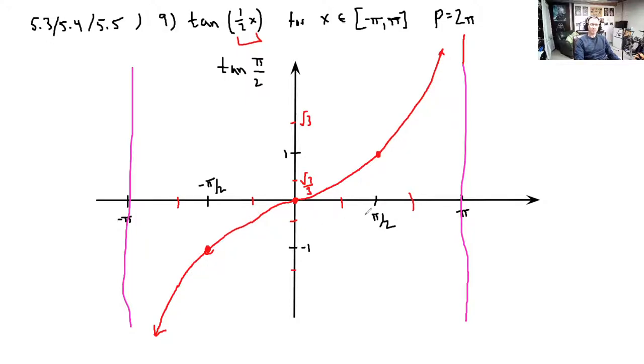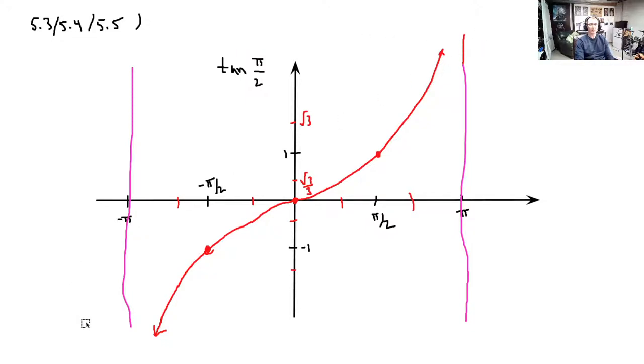So this is it. That's a graph of tangent of 1/2 x for every value between negative pi and pi, roughly. It's our estimation of that. And we were asked for the period, which is 2 pi. And that's displayed here as well. Okay, so that's it for section 5.3 and section 5.4, where you were asked to graph these things.